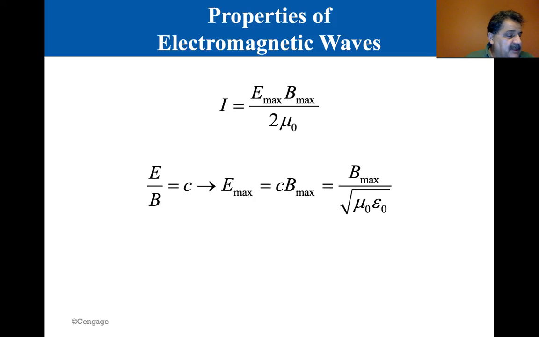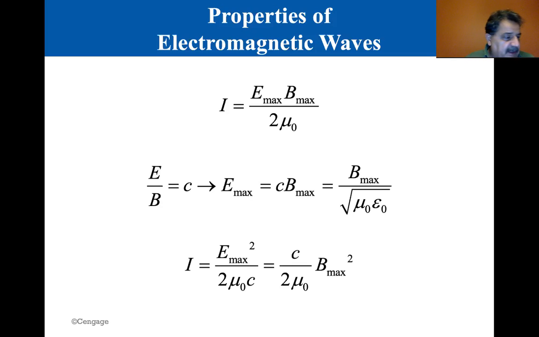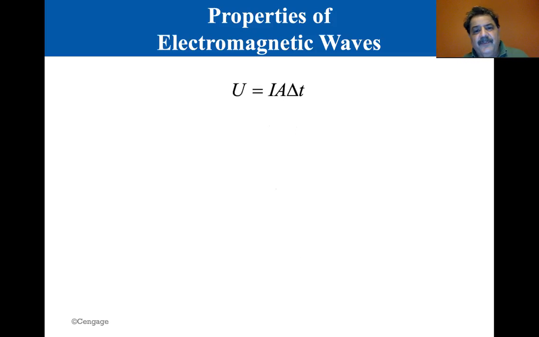Okay, let's look at more properties. The intensity equals E max squared over 2 mu 0 c, which equals c over 2 mu 0 times B max squared. I'm not going to really test you on this. These are just interesting properties. It's just information.